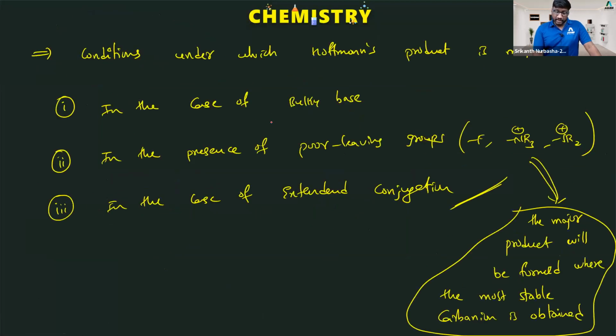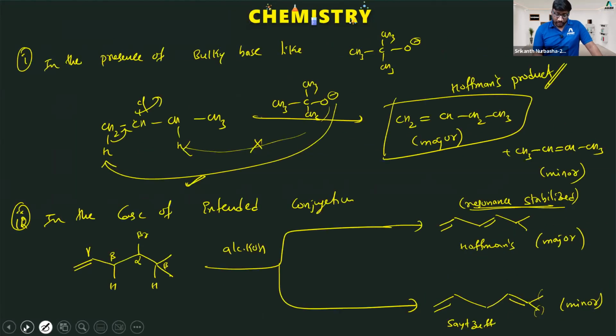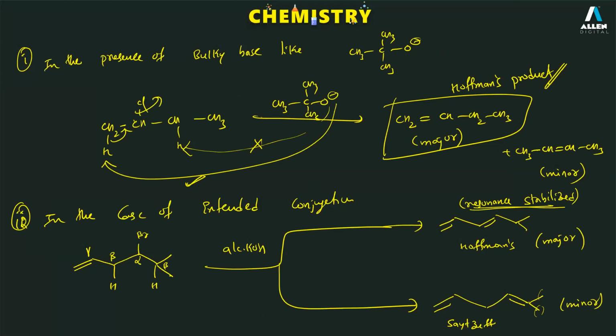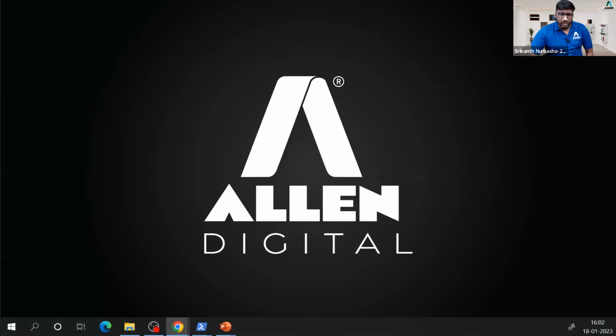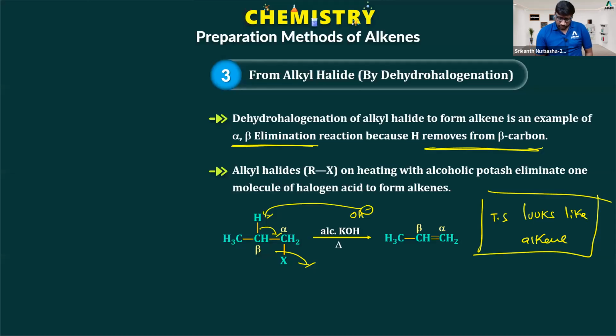In case of a bulky base, in case of a poor leaving group, in case of extended conjugation, you have Hofmann's product. All these examples clear or not, students? Yes, sir. So the same examples we can discuss again here as well. So that's the preparation of alkene from alkyl halide. Whatever reactions I have explained, the same things we'll study repeatedly in alkyl halides also, because that is a reaction of alkyl halide.